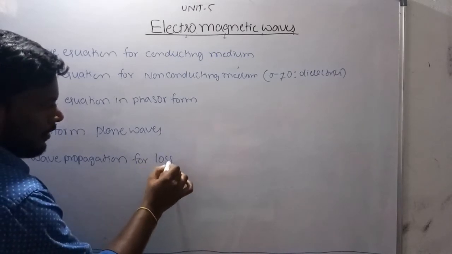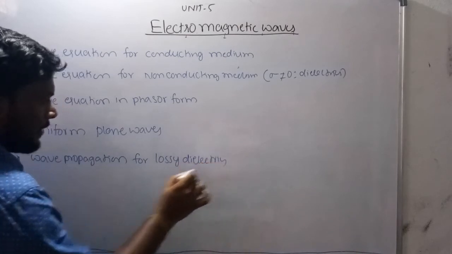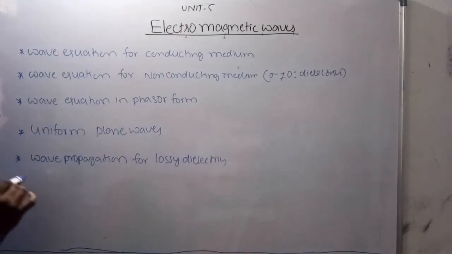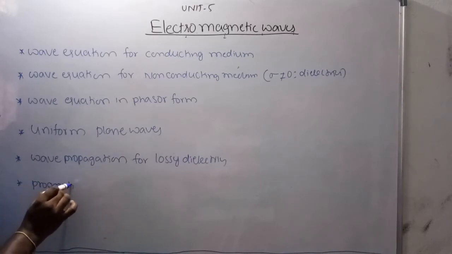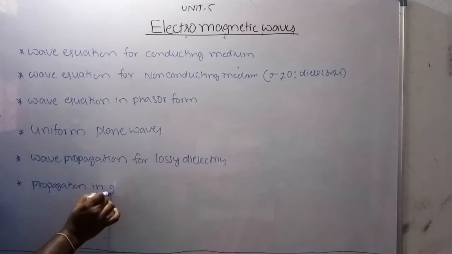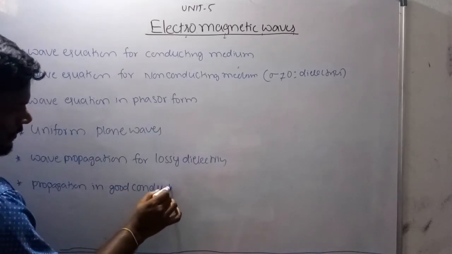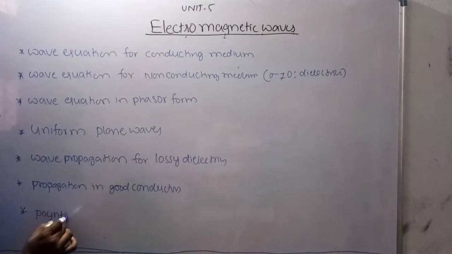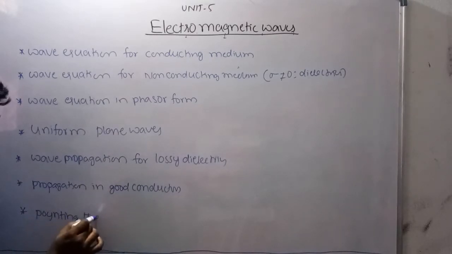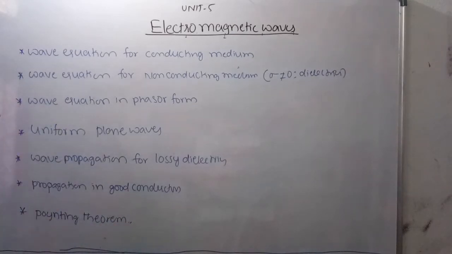For lossy dielectrics, then wave propagation in good conductors. The last topic in our 5th unit is the Poynting theorem and its applications. These are the topics which I am going to cover in electromagnetic waves.